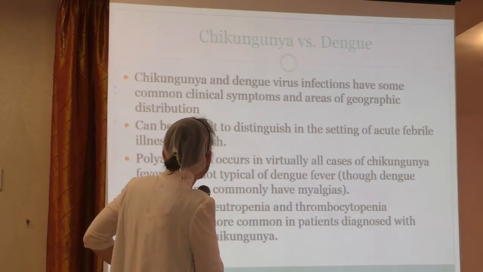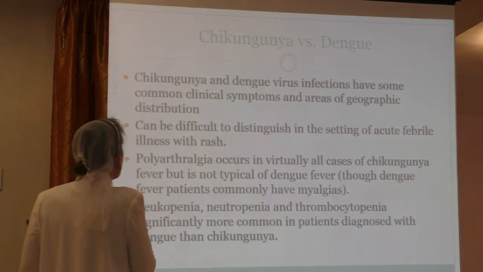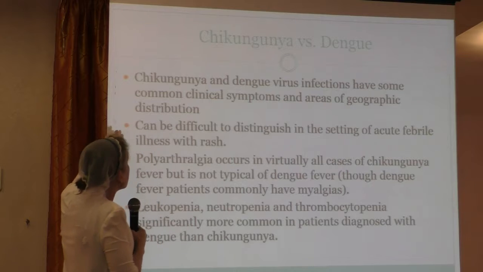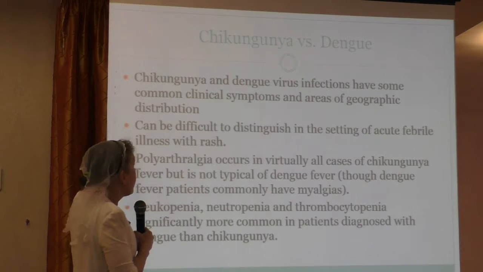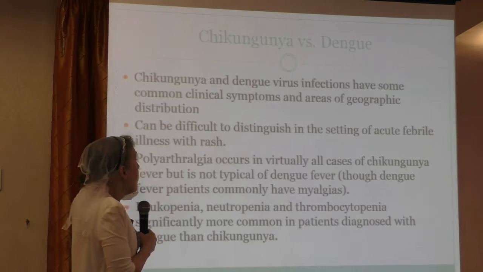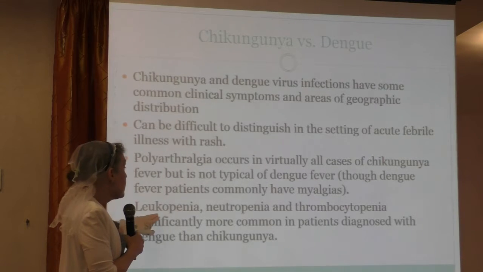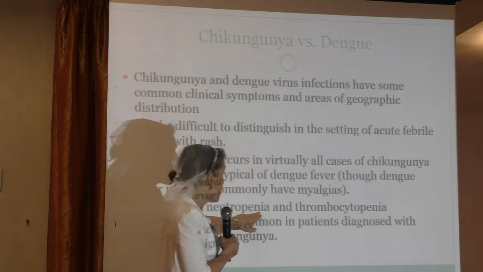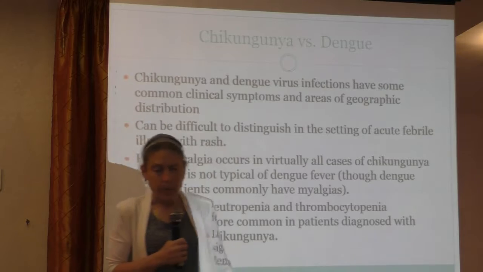All right, let's talk a little bit more about the combination. Again, they look alike, dengue and chikungunya, but polyarthralgia is your key. Almost all cases of chikungunya have it, and dengue fever does not usually. And dengue is much more likely to have the hematologic findings: leukopenia, neutropenia, and thrombocytopenia.